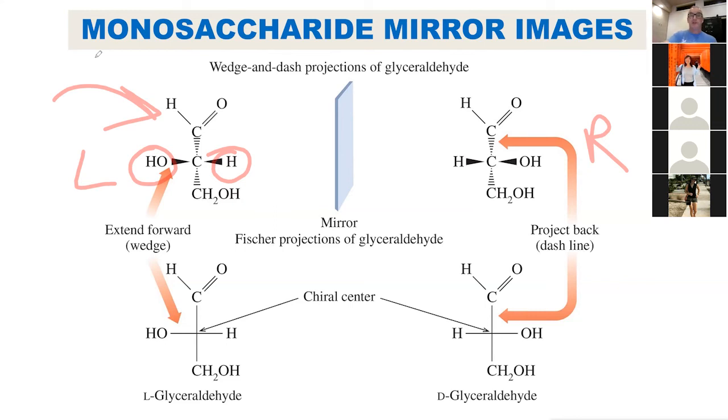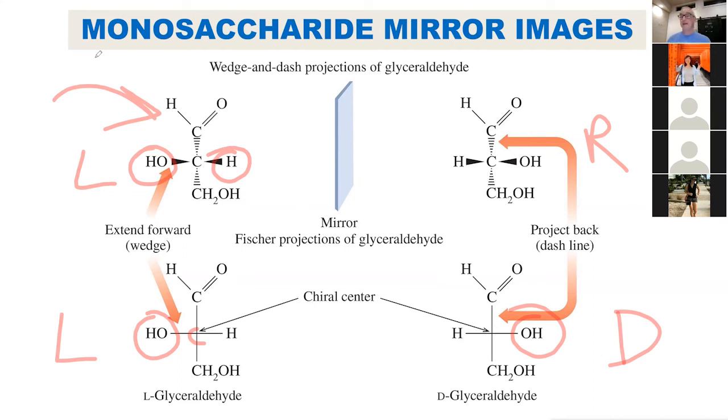This is what the Fischer projections look like. We don't even include the carbon. Wherever we have a cross, that's where the carbon is. It helps us make a really simple breakdown, remembering that we're considering the groups to be coming out of the plane. So the cross is a chiral carbon. Since it's the only one, we just look at the position of the hydroxyl group. One we call L, and the other we call D.